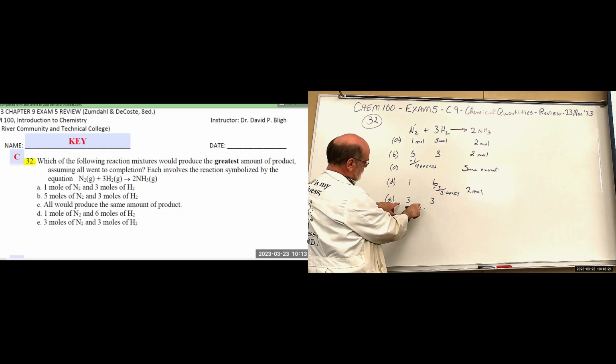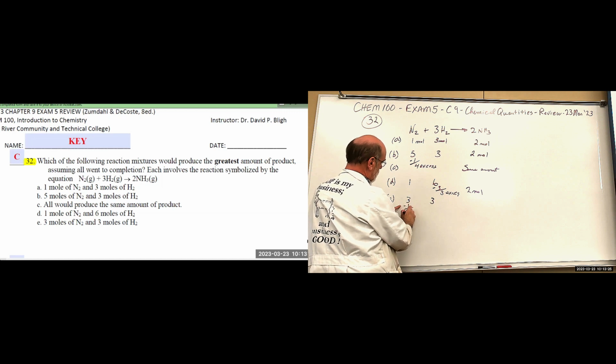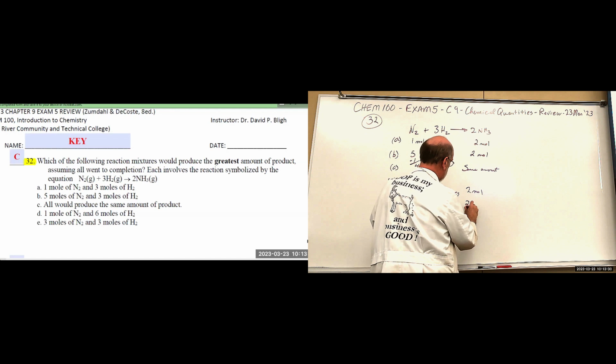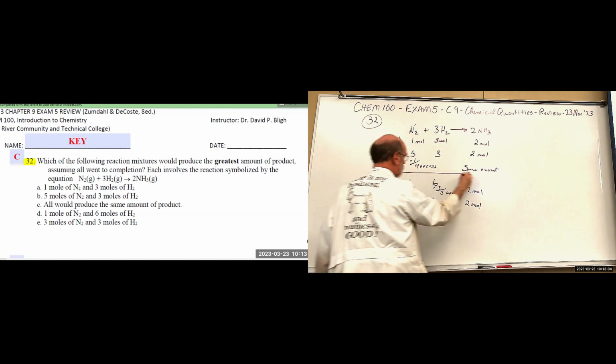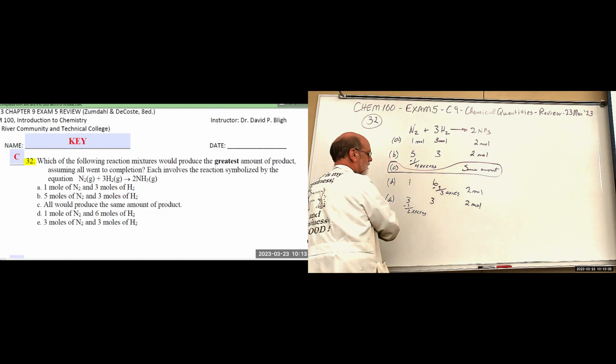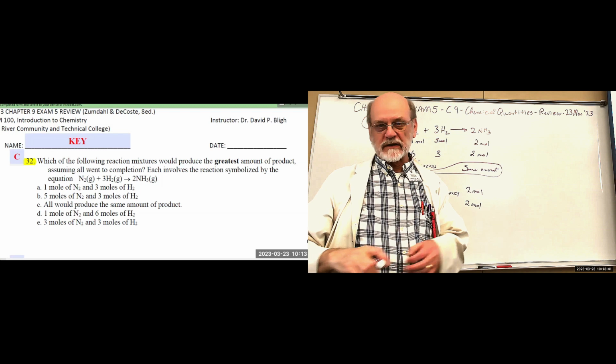So we have 3 excess. And 1 of these produces 2 of those. Let's see, 3 of these and 3 of those. This one needs 1 of these. So we have 2 excess. This also produces 2 moles. That means C is the answer. They all produce exactly the same amount of product.